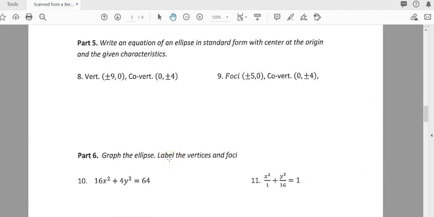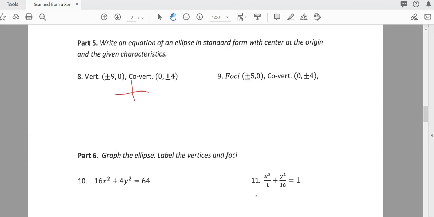Equation of the ellipse. It just helps to visualize it. 1, 2, 3, 4, 5, 6, 7, 8, 9. Way up there at 9, but only at 1, 2, 3, 4. So 4. Oh, wait, I did that wrong. So at 4 is right there. So this is definitely a vertical one, so the vertices are up there. Let me redo that. I wasn't thinking there for a second.